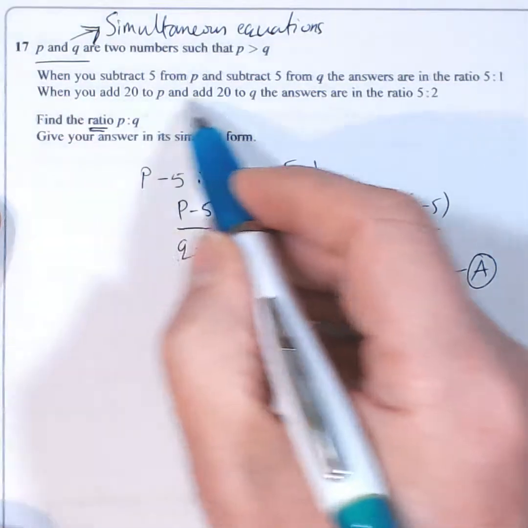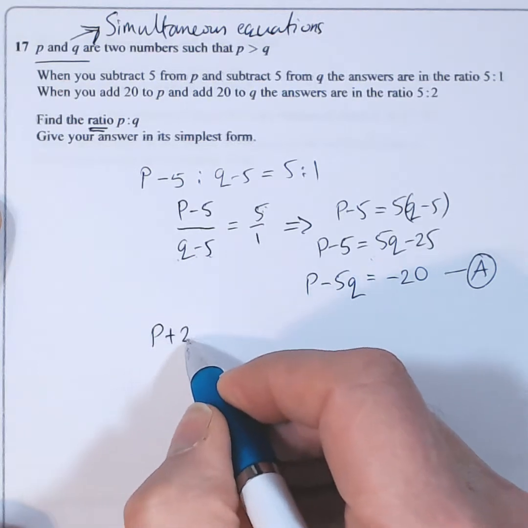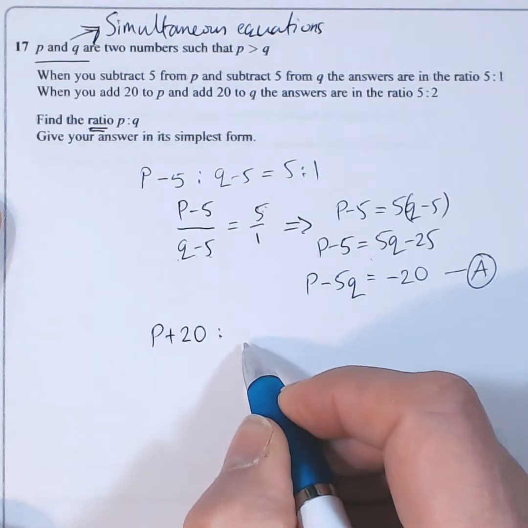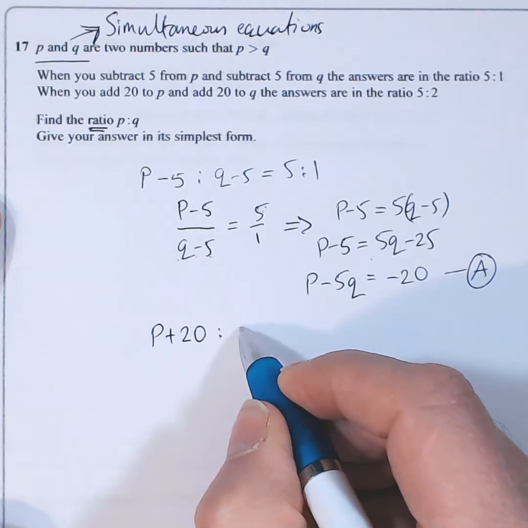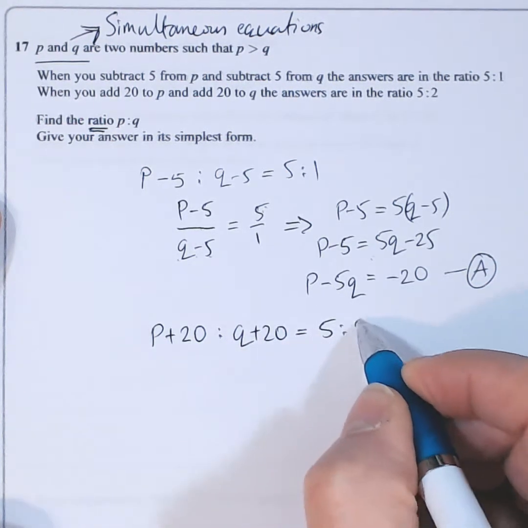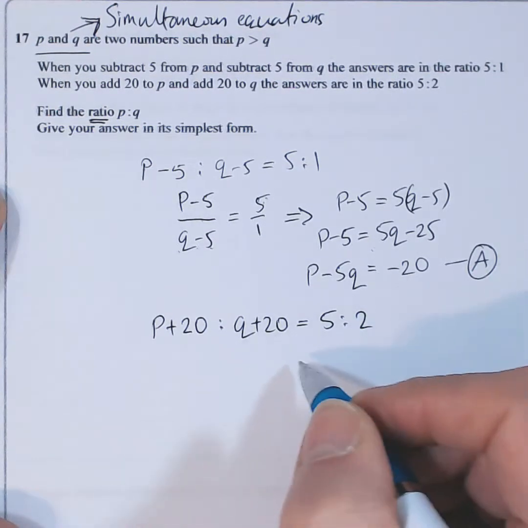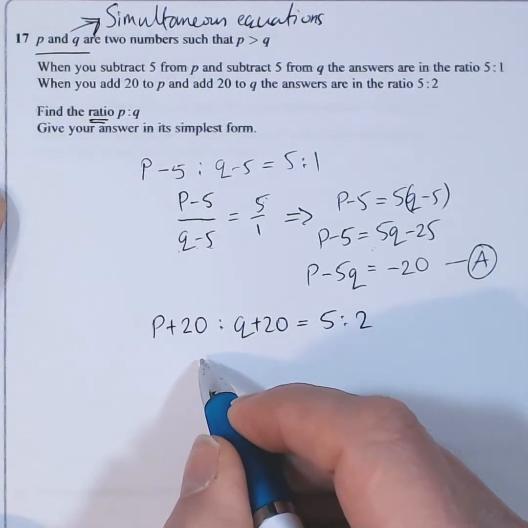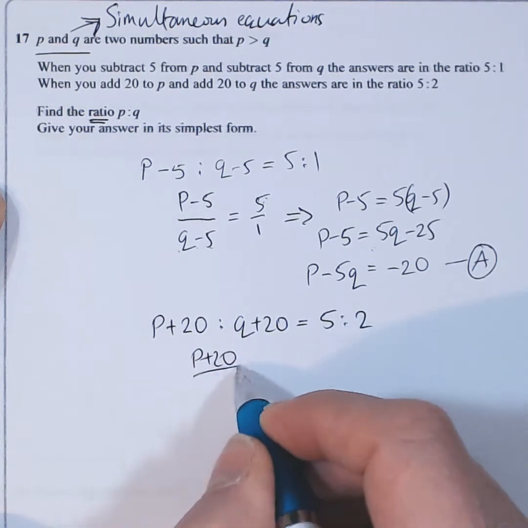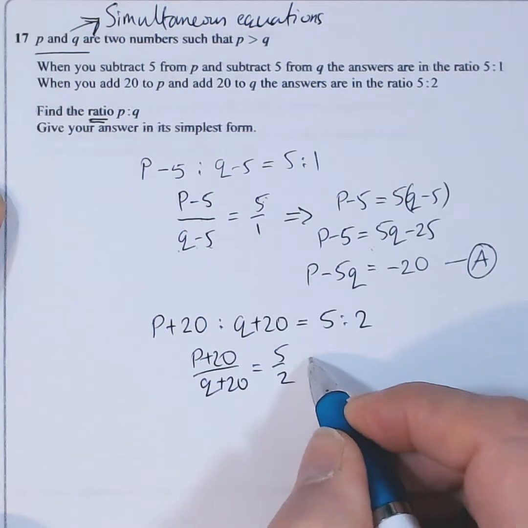We've been given a second sentence, so we can then work out a ratio for that, because we've got P plus 20 in ratio to Q plus 20 is equal to the ratio 5 to 2. Well, we're going to follow the same process as before. We're going to say that P plus 20 over Q plus 20 must equal 5 over 2.